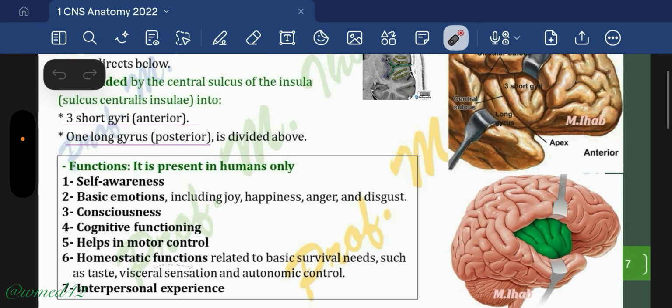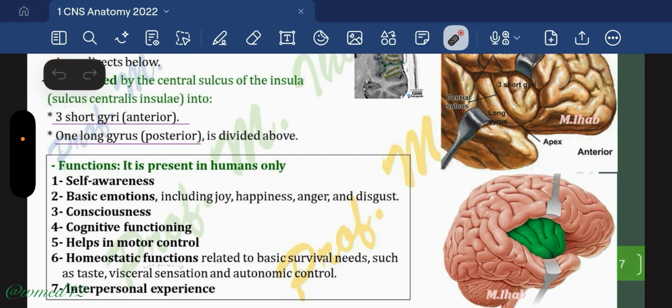Function: it is present in humans only. It gives us self-awareness, basic emotions, consciousness, cognitive functions, helps us in motor control, homeostatic functions, and interpersonal experiences.